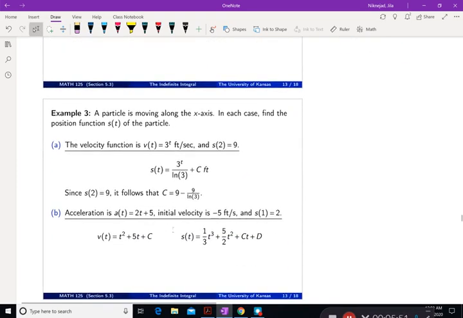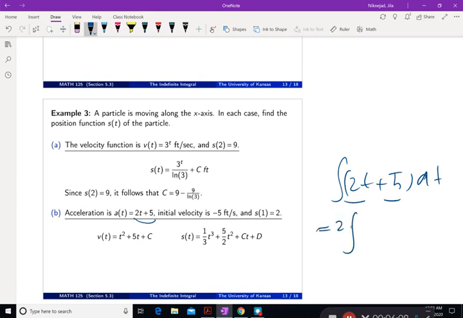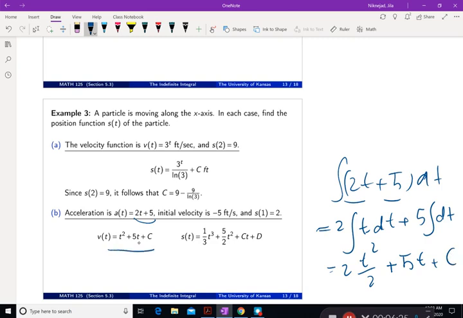So velocity, if I take the antiderivative of 2t plus 5, antiderivative of 2t plus 5 dt, we know that we have to take the antiderivative term by term, and so 2 times the antiderivative of t dt plus 5 times the antiderivative of 1, sometimes we write it like that, and so 2 times t to the power 2 divided by 2 plus 5t plus c, and that's the antiderivative.